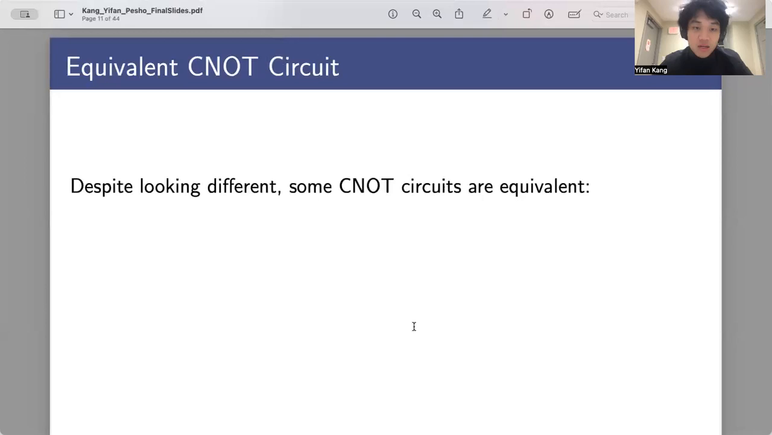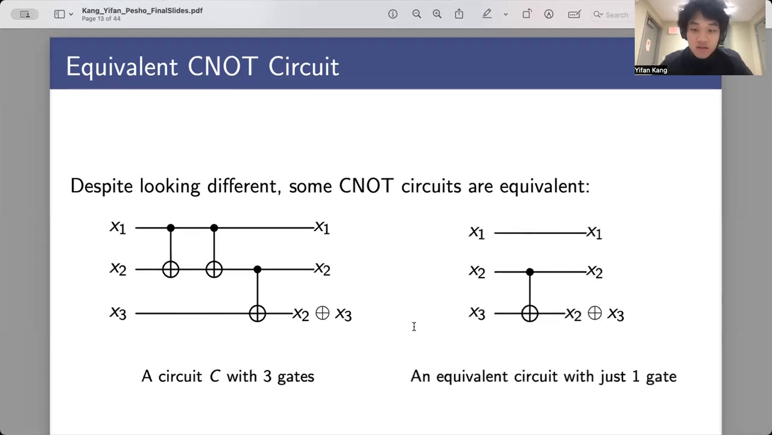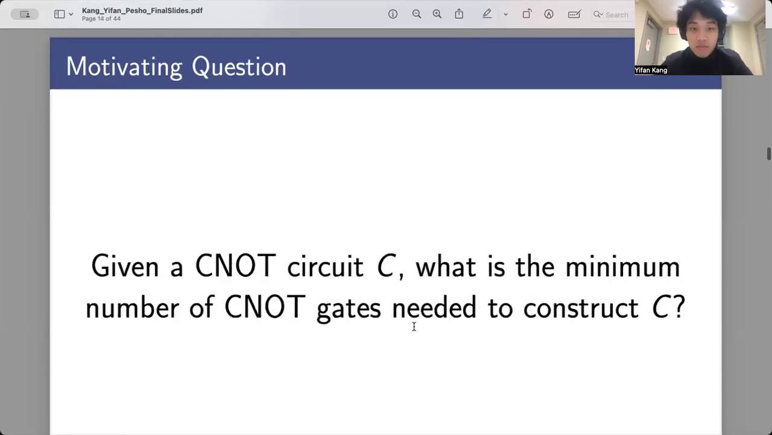Despite looking different, we might have noticed that some CNOT circuits are indeed equivalent. So, for example, in our previous example, we have a CNOT circuit C with 3 gates. However, we can realize it with only 1 gate. And despite that they look different, the input and the output are completely the same. If you have the same input, you will have the same output. So now we have the motivating question of our research: given the CNOT circuit C, what is the minimum number of CNOT gates needed to construct such C?